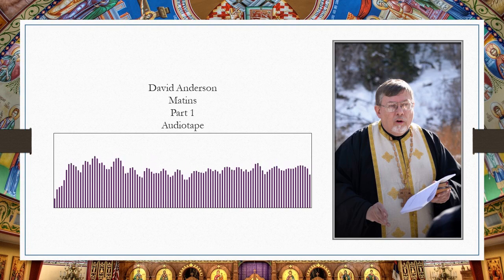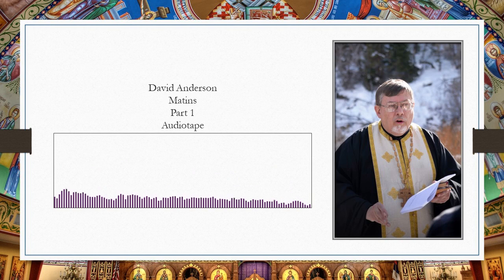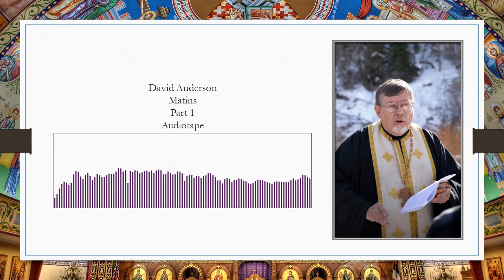So we can say that the service of Matins, as it exists now in the service books of our church, consists of 4 parts. I'd like to say only 3 parts, because the first of the 4 parts is dealt with by this prefatory comment that you see.